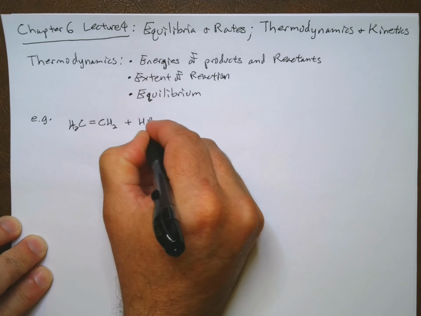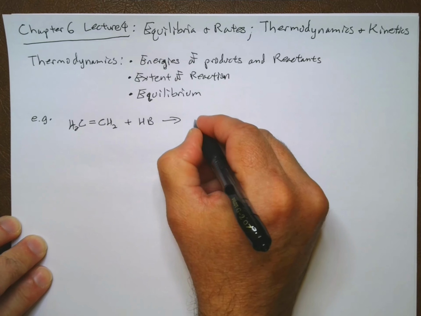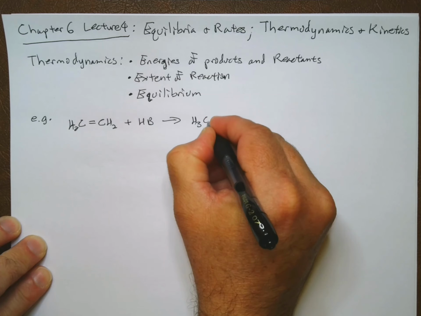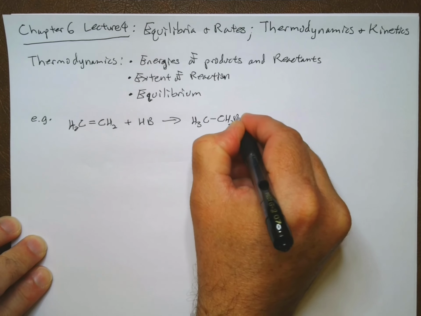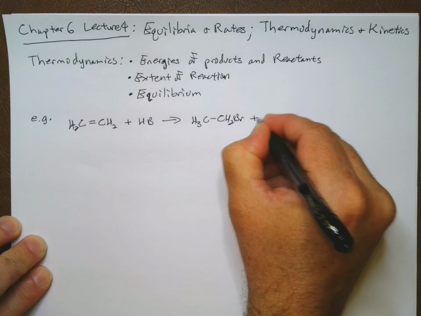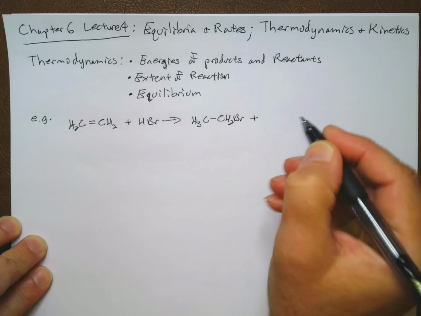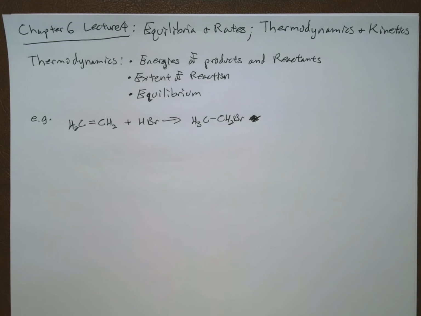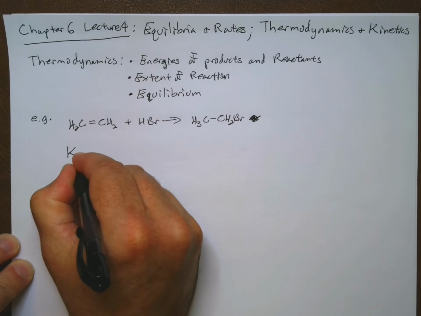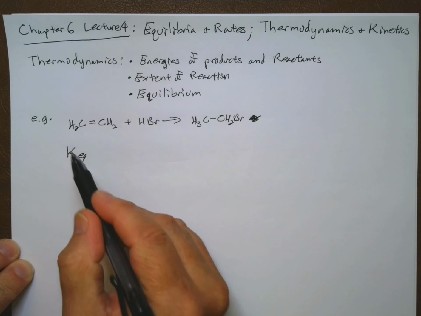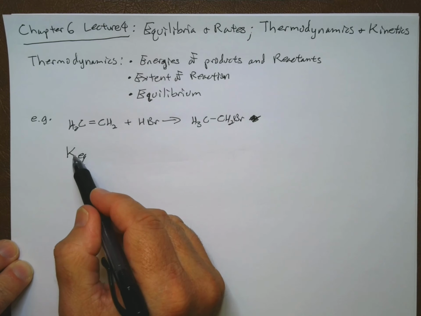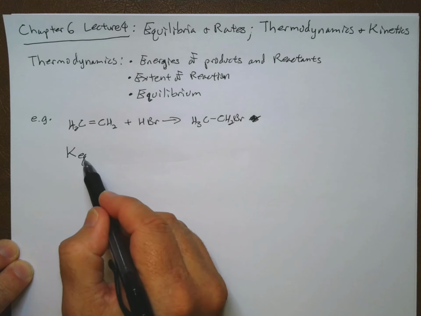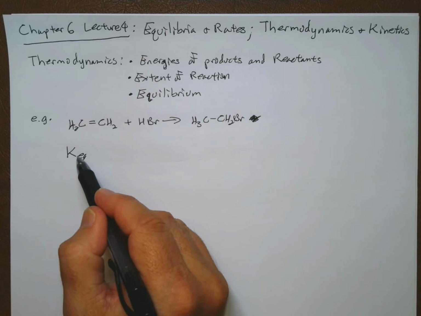So this is simply the reaction that we saw last time. It should be HBr. Oops, there's no plus there, sorry. We just have the one product. Now we can write an equilibrium constant for this, and the equilibrium constant will be denoted with a capital K and subscript EQ for equilibrium.